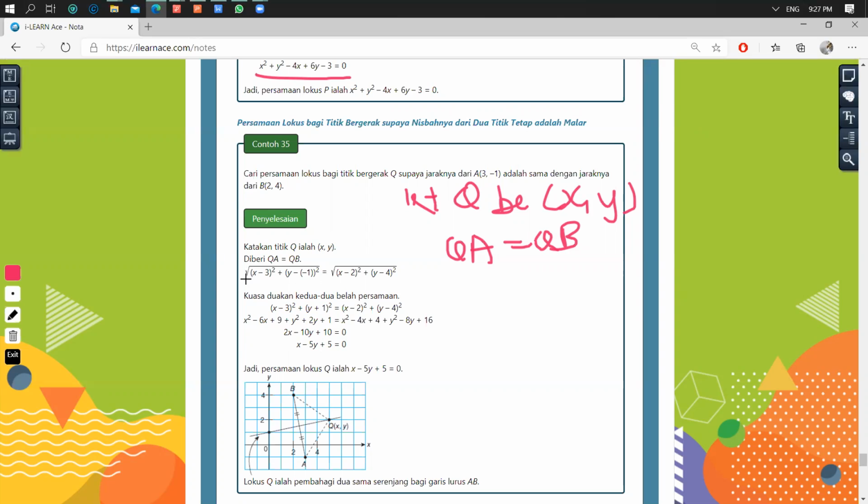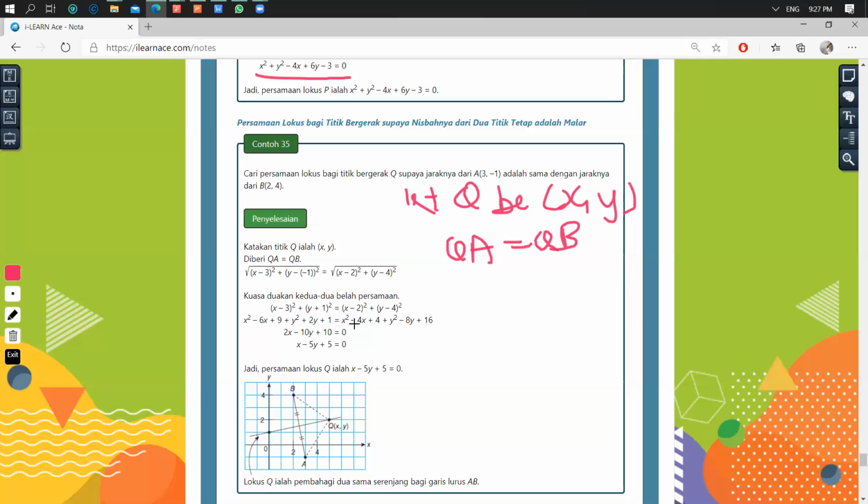So first thing, square both sides to remove the square root. So square root gone now. Then open the bracket. So you're going to get x squared minus 6x plus 9 plus y squared plus 2y plus 1 equals to x squared minus 4x plus 4 plus y squared minus 8y plus 16, okay?